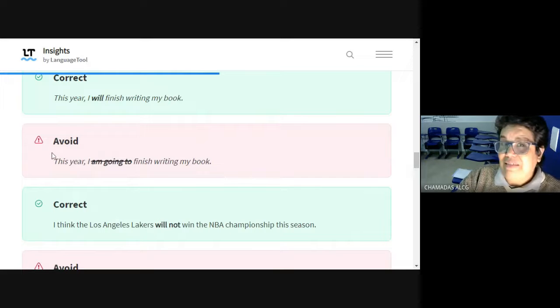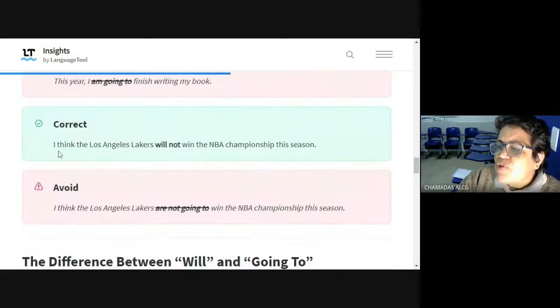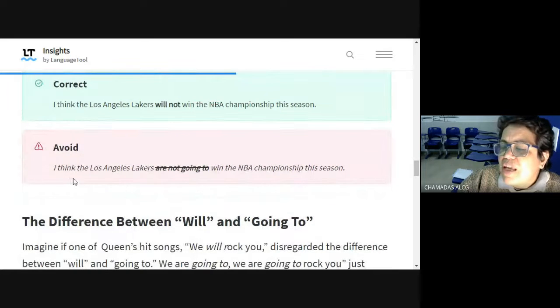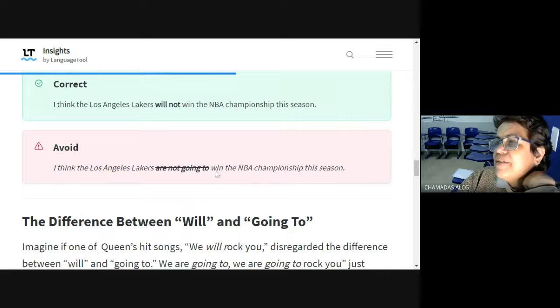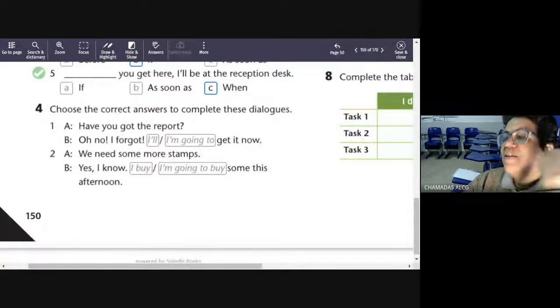It's not very common. Next one, I think, look, I think the Los Angeles Lakers will not win the NBA championship this season. So this is your opinion. So now you should not say, I think the Los Angeles Lakers are not going to win. No, not good. Okay. All right. So back to the book. Let's see there now. Okay.